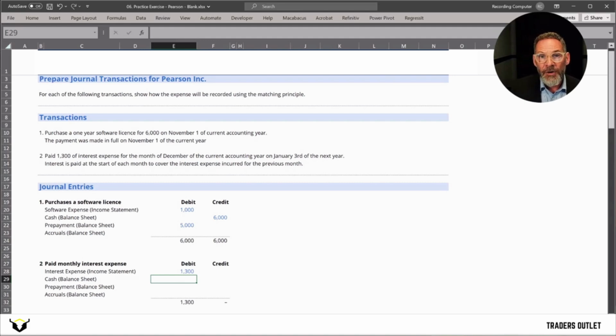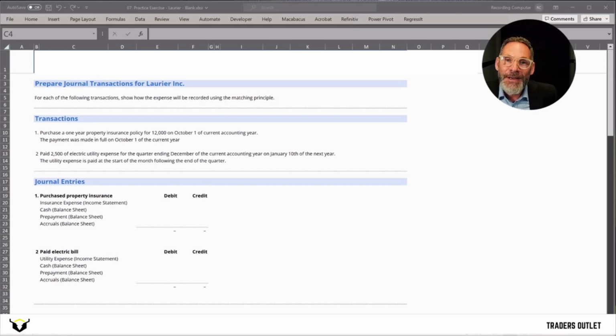Now we need to know what's the other side of that transaction. It's something we owe. We haven't paid yet. And we call something we owe that we haven't received a bill for yet, or we haven't paid, an accrual. And we'll put $1,300 there. Our journal entry balances, our debit and credit balances, and we stayed true to the accounting matching principle.